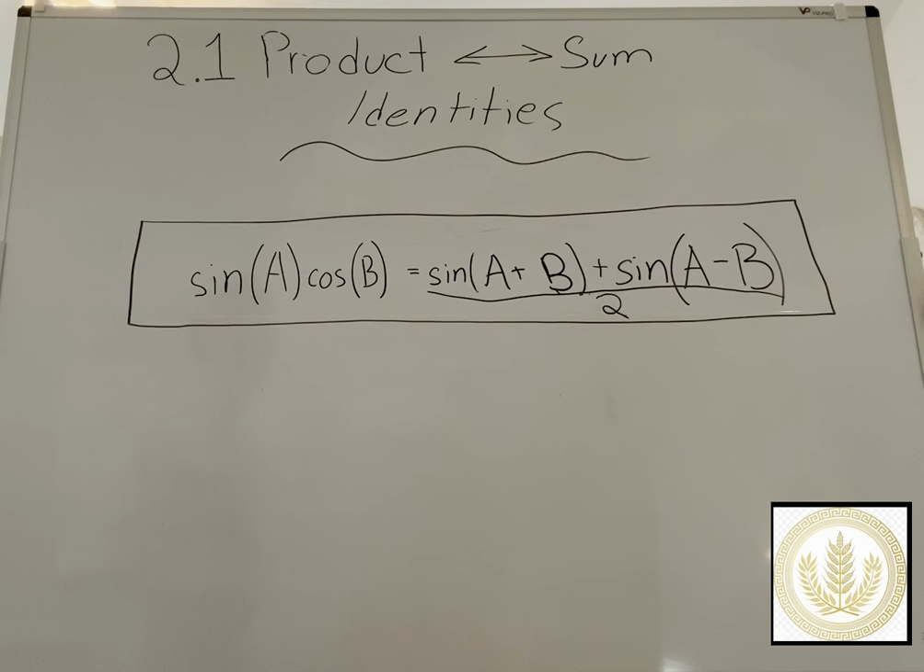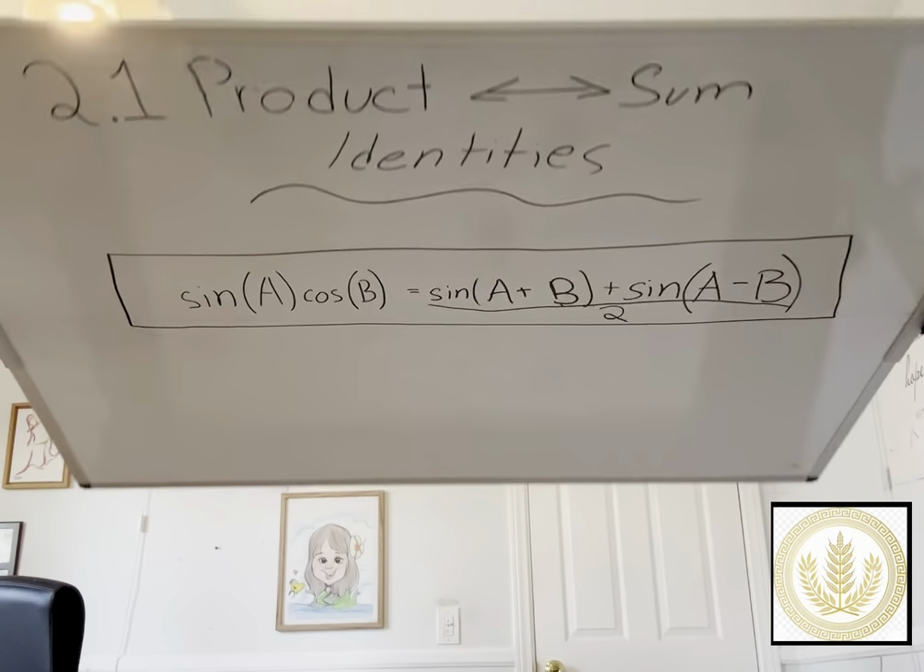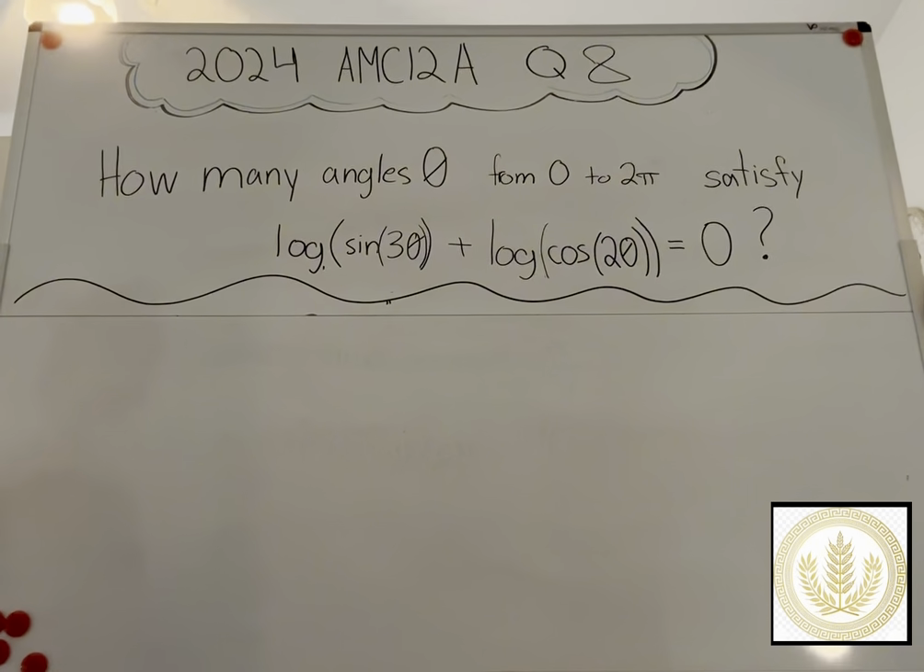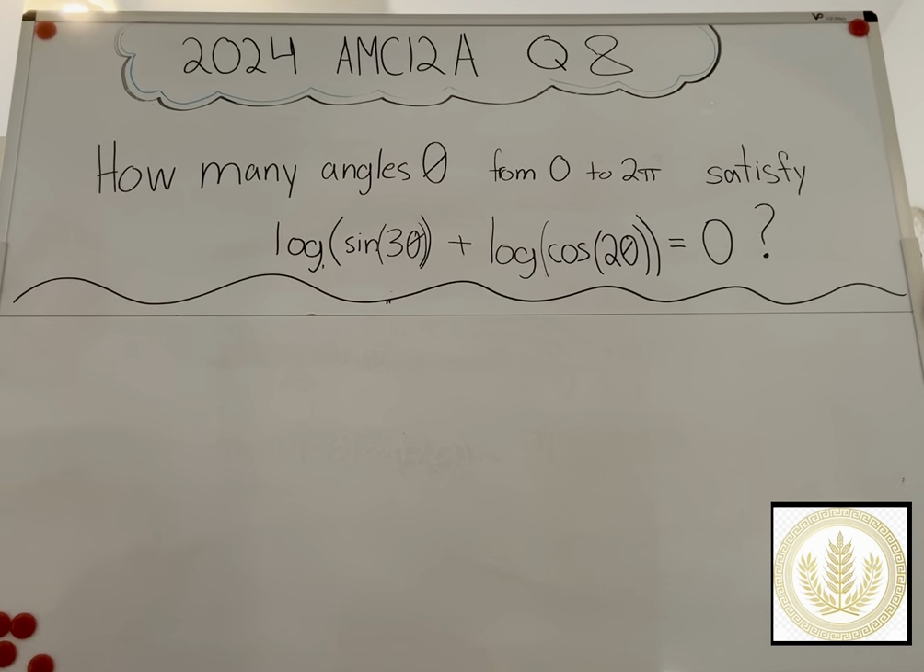So let's see how this identity in particular can help us solve the 2024 AMC A question number 8. It's asking us how many angles theta from 0 to pi can satisfy this equation right here.